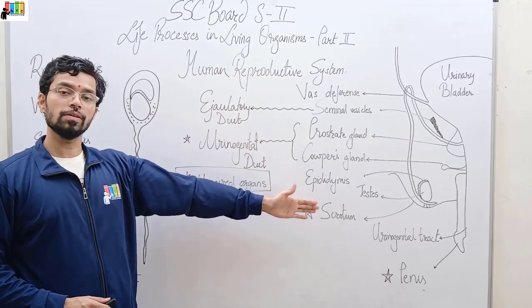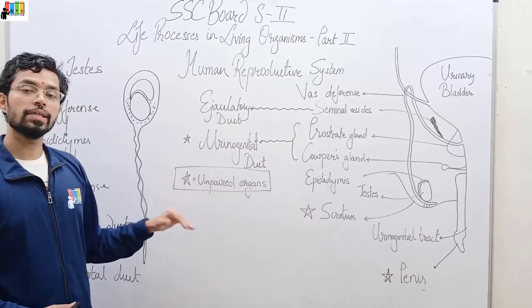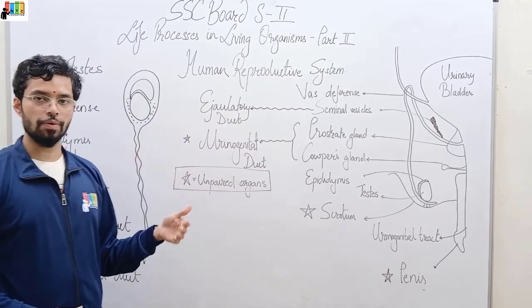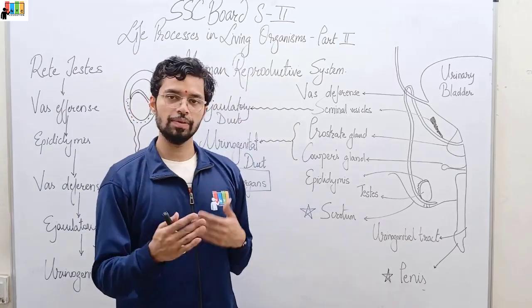This is the diagram for the human reproductive system. I hope you have noted it down. Now let us move forward to what is the female reproductive system and how does the menstruation happen. Fine. So just give me some time to clean the board.